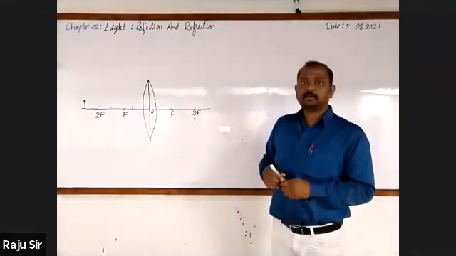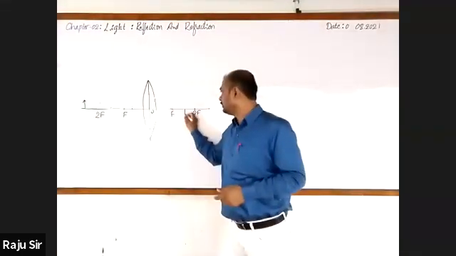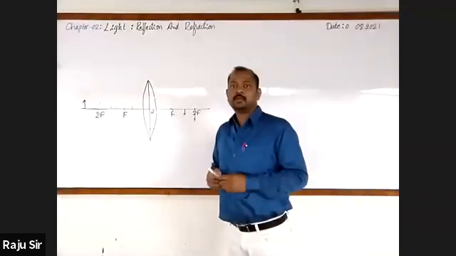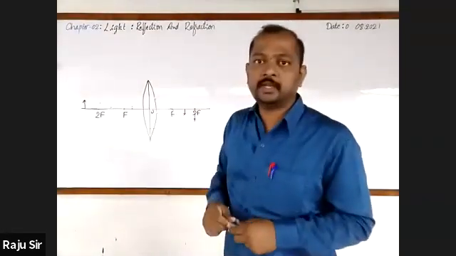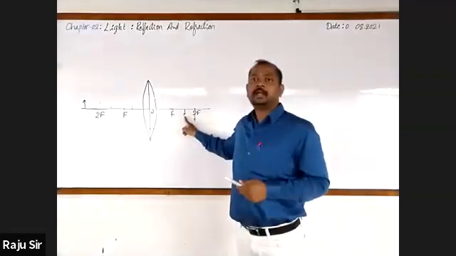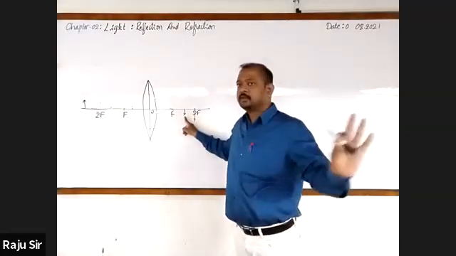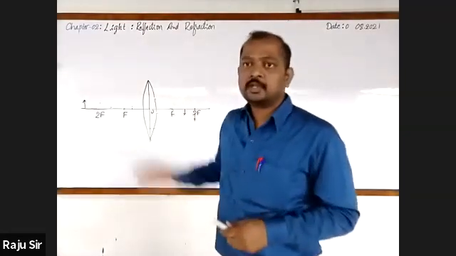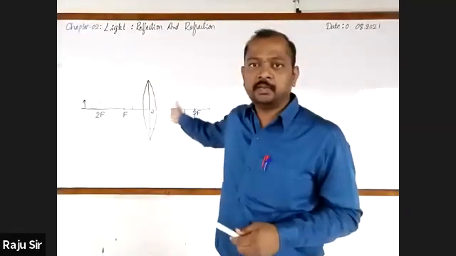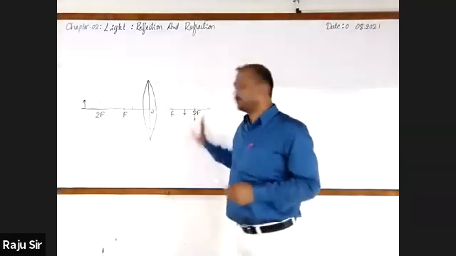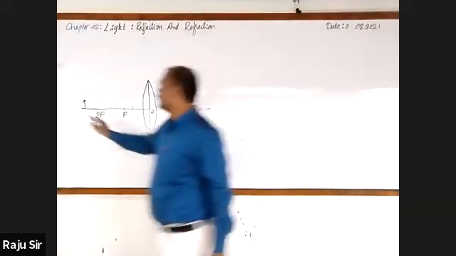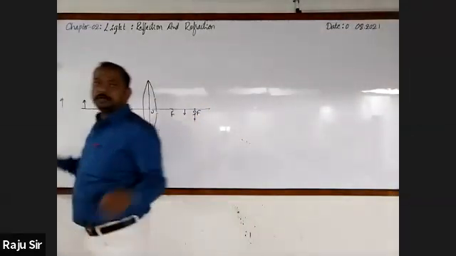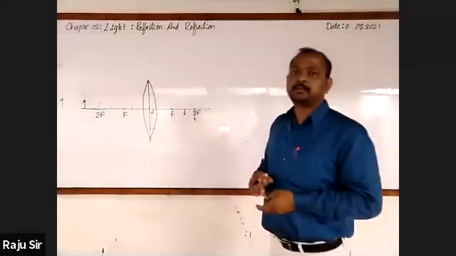The image is formed between F and 2F on the other side of the lens. Nature of the image: real and inverted. Size: smaller than the object, that is, diminished. Position: between F and 2F. When the object is placed at infinity, where is the image formed? At focus.